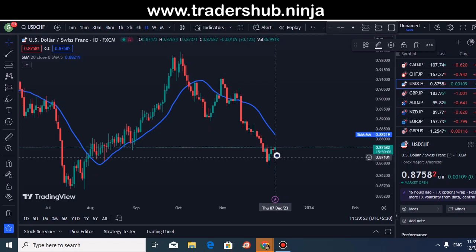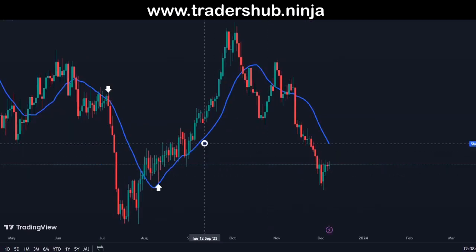Simple moving average. This moving average smooths out the price movement over a 20 day period, providing an average value that can help identify the trend or levels of support and resistance. This blue line is the 20-day moving average.